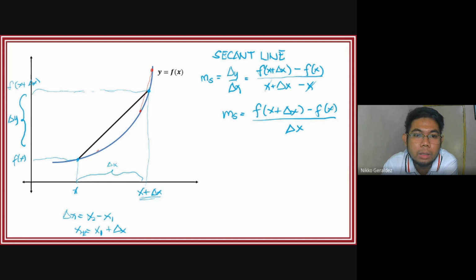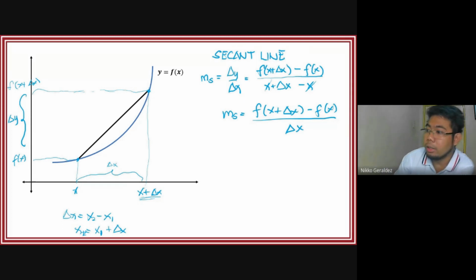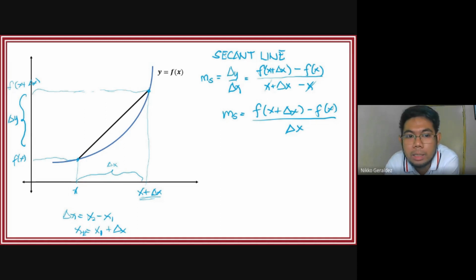Next, we will transform this second line into a tangent line. How do we make this second line a tangent line? First, what is a tangent line?